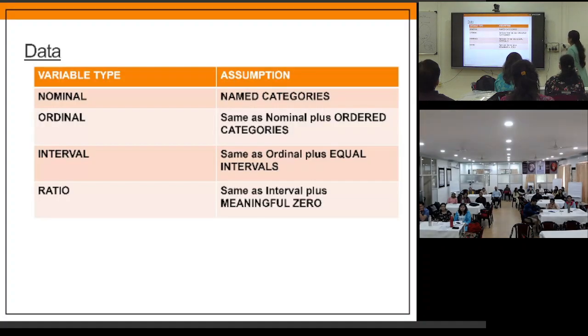Okay. So this is the summary of it. Nominal is the named categories. Ordinal is the same as nominal plus ordered categories. Interval is the same as ordinal plus equal intervals. Ratio is the same as interval but having a meaningful 0, which is not there in the interval. Okay.